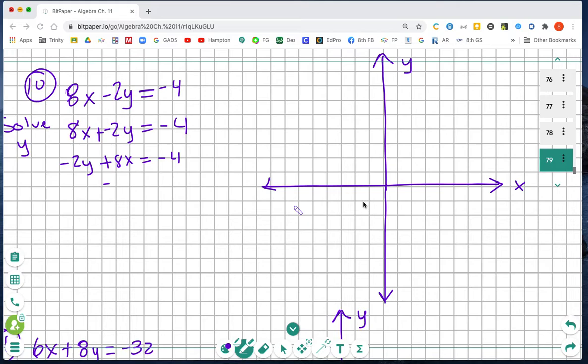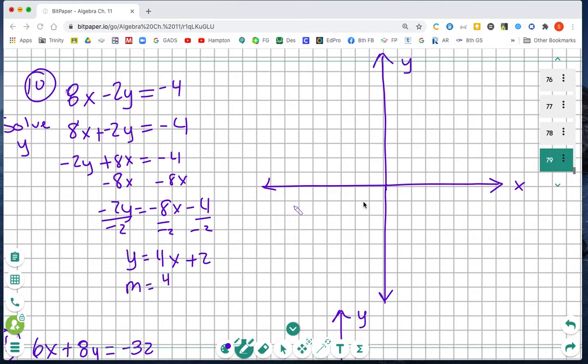Is the y on the left? Yes, it is. Is it first? Yes, it is. Is it alone? No, it is not. So I'm going to zero pair out the 8x. Negative 2y is equal to negative 8x minus 4. Divide by negative 2, divide by negative 2, divide by negative 2. Y is equal to 4x plus 2.